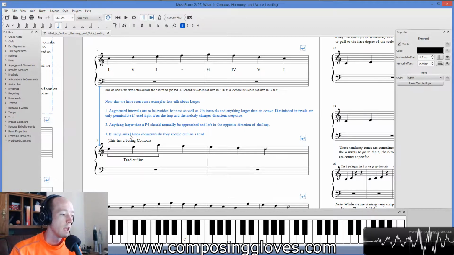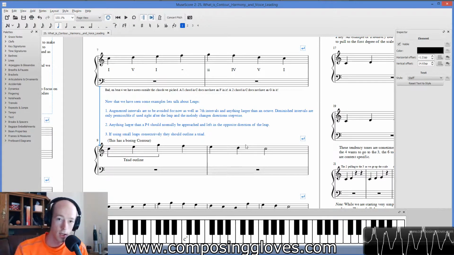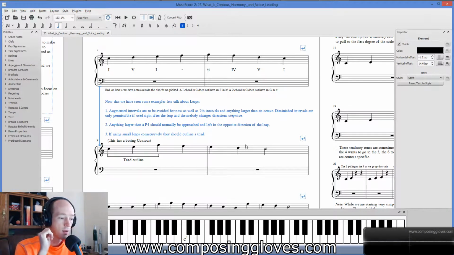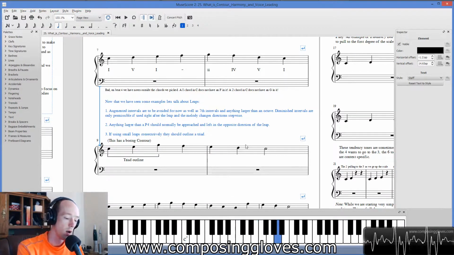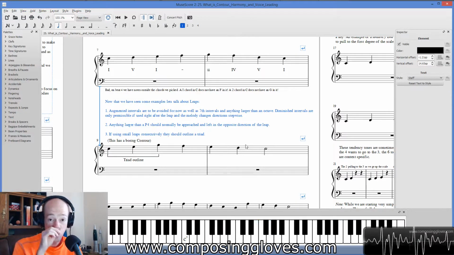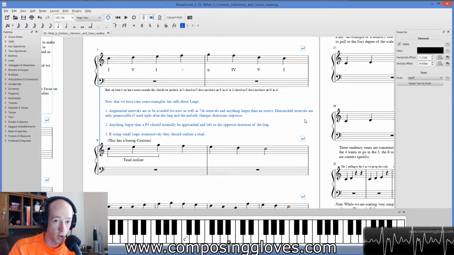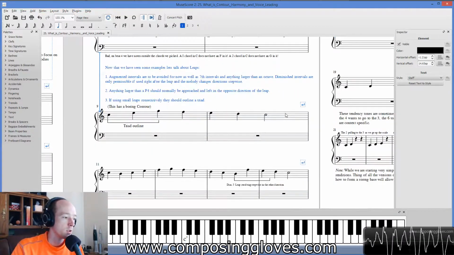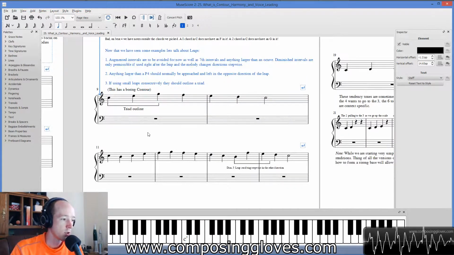And then if you're using small leaps consecutively, a bunch of tiny leaps at a perfect fourth or below, then you are expected to outline a triad. So if I go like this, those small leaps outline the triad of F major. These small leaps outline the triad of C major. So it needs to outline a triad. If they don't outline a triad, then we've got a problem. So, okay, now let's look at some examples.